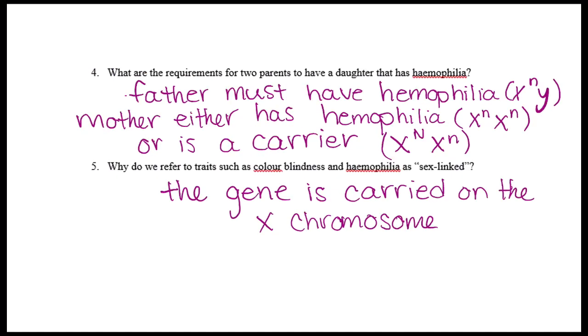What are the requirements for two parents to have a daughter that has hemophilia? So again, similar to the last question, the father must have hemophilia, X little n Y, and the mother either has hemophilia, X little n, or is a carrier, X big N, X little n. And then why do we refer to traits such as colorblindness and hemophilia as sex-linked? So the gene is carried on the X chromosome, which is one of the two sex chromosomes.